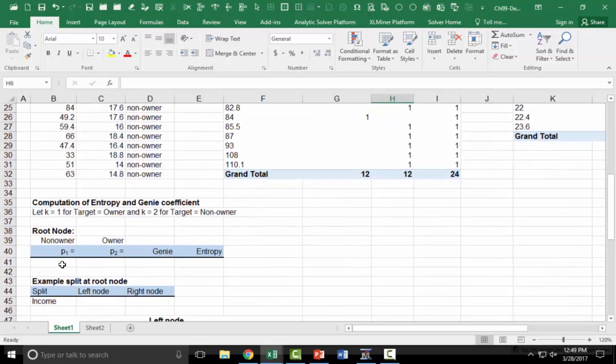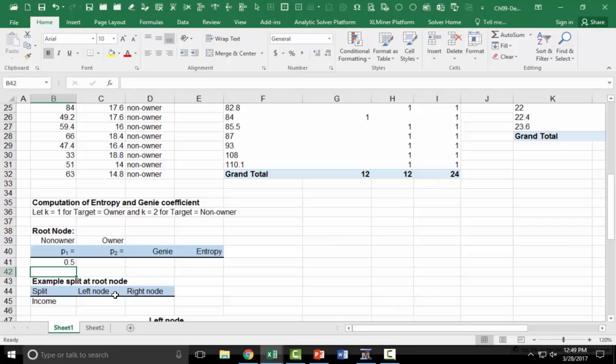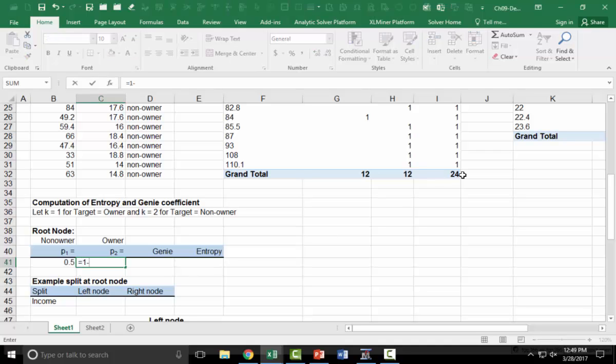So the root node is the top node, the entire data set. Then P sub 1 is G32 divided by I32. So that's 0.5, 12 out of 24. We have not done any branching yet. We are at the top node. So P sub 2 then is just 1 minus that, since the target is binary.